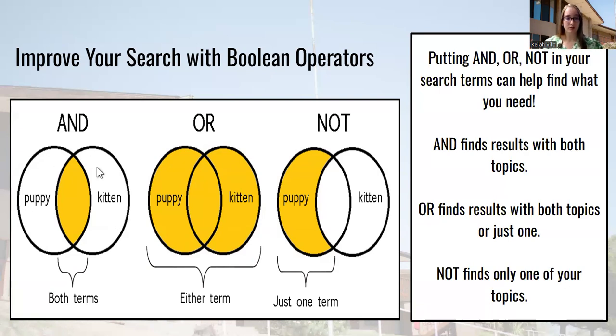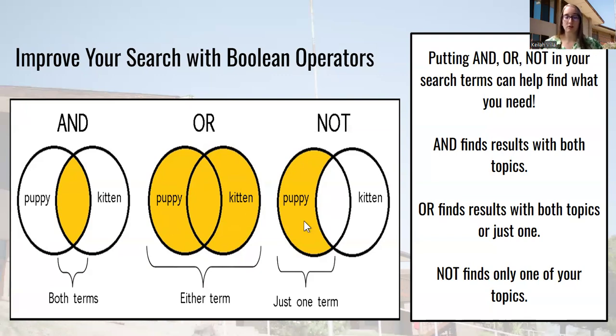And so that ensures that if there's an article that only talks about kittens, it won't show up. If it only talks about puppies, it won't show up. Only things that talk about both puppies and kittens will show up in your results. Now, or means that it's going to be either term. So if it doesn't really matter, puppies or kittens, or it could be both that show up in my results, you could say puppy or kitten. And as you'll see here, you'll see things about puppies, kittens, and both.